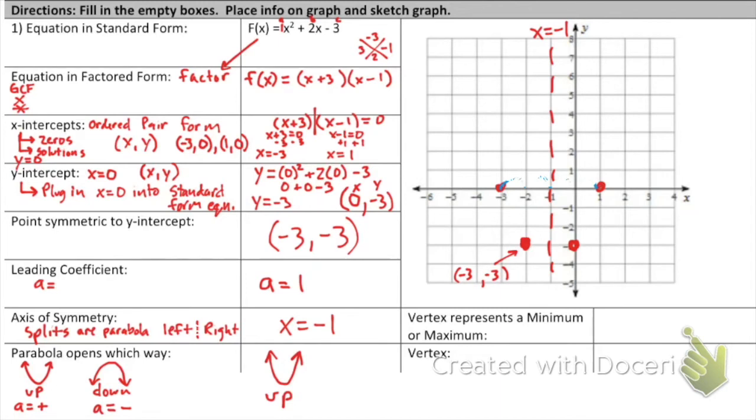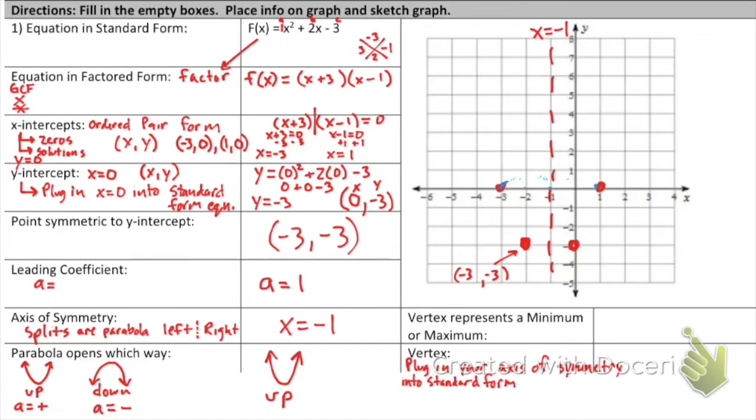All right, so before we answer this question, let's find the vertex. How do I find the vertex? You want to plug in your axis of symmetry, which is x equals -1, into the standard form of the equation. So you're plugging in for x.